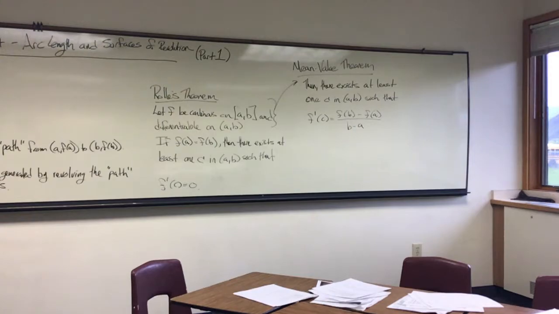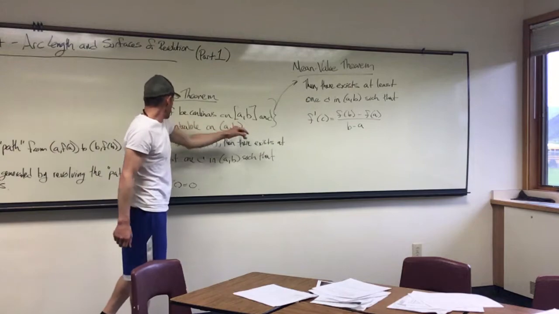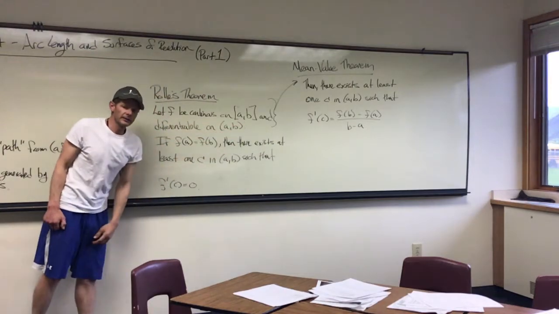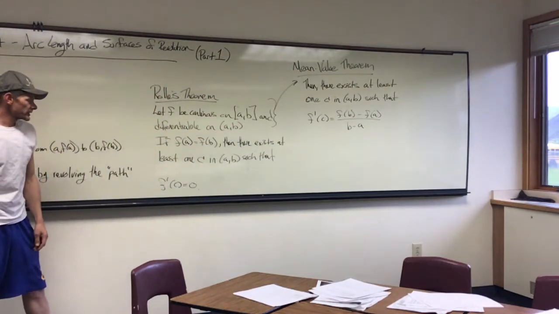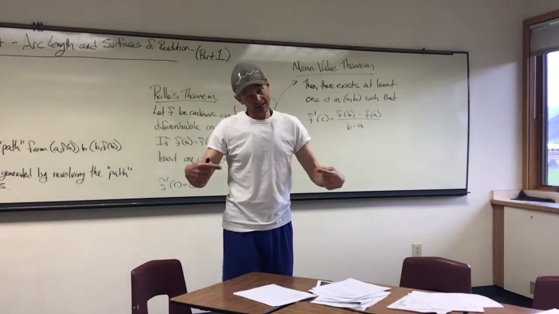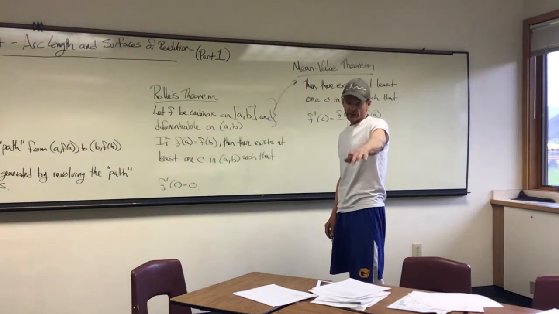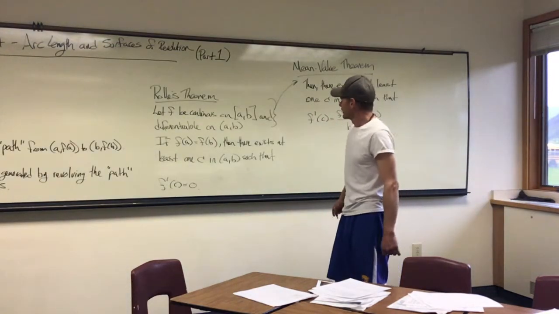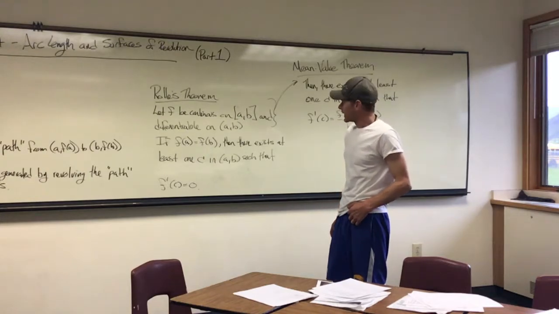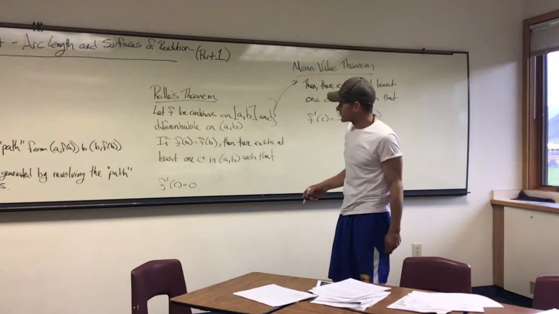First, Rolle's theorem says let f be continuous on [a, b] and differentiable on (a, b). So that means its derivative exists. Remember that to calculate a derivative, we have to take a limit from both sides. So I will get to, when I go to the other board, something that's not differentiable on an interval. But for this, you can just think of it as its derivative exists.